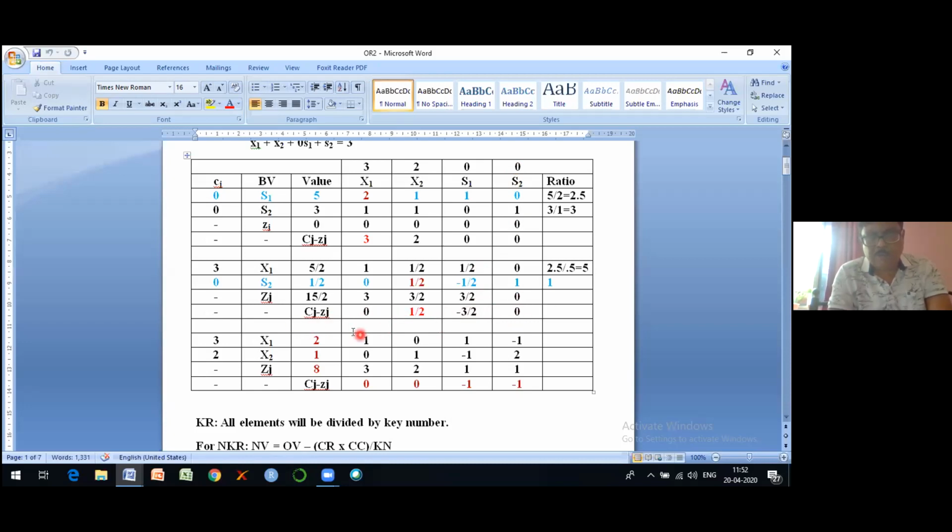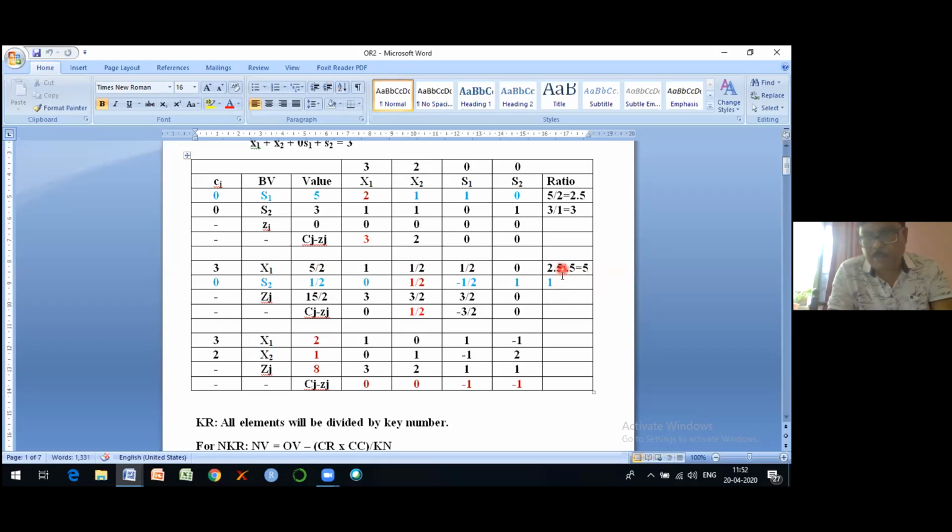Now again what we are observing, this is 0, this is negative, this is 0. But one value is still positive. Therefore, we have to form the third table. So this is now our key column, and we have to compute the ratio. How? 5 by 2, that is 2.5. 5 by 2 by half. 2.5 by half, half means 0.5, equal to 5. Then half by half equal to 1.